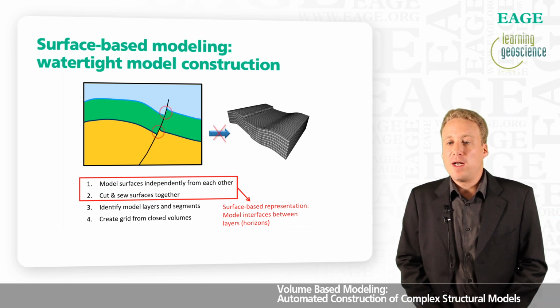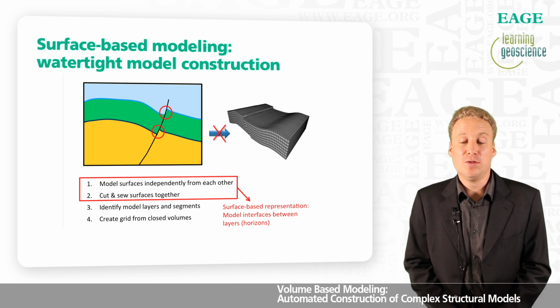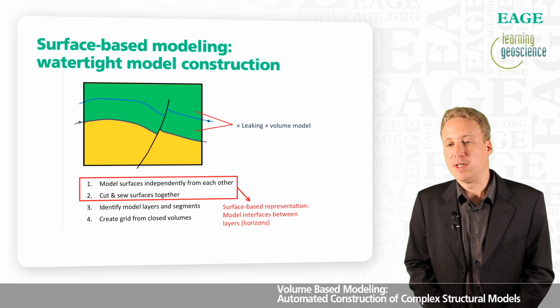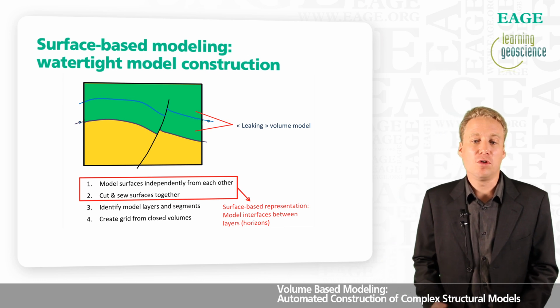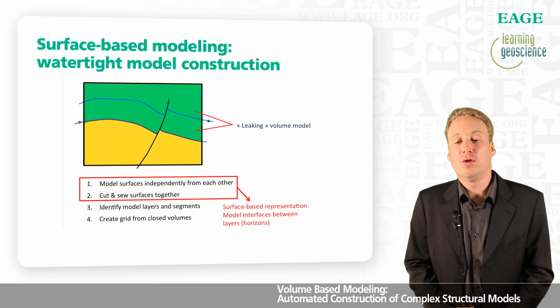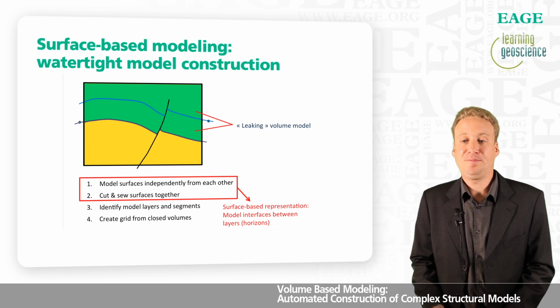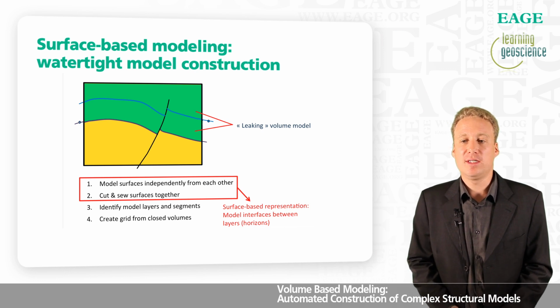Sometimes it doesn't go so well, and there are some numerical issues when trying to seal this surface model, to glue this surface model. In this case, we obtain what we call a leaking volume model, meaning that all the zones of the model cannot be identified properly, and we cannot build a reservoir grid based on this kind of representation.